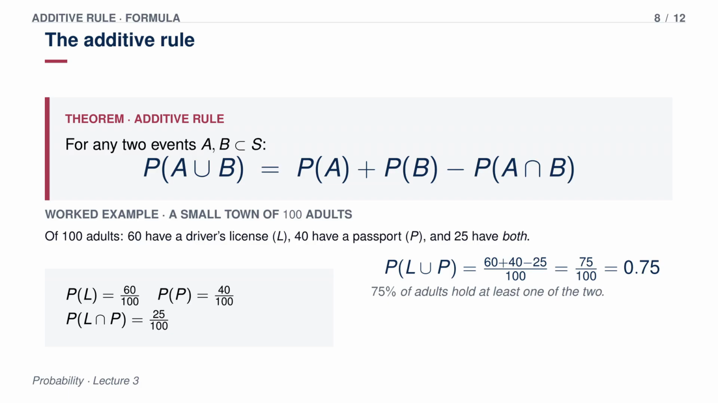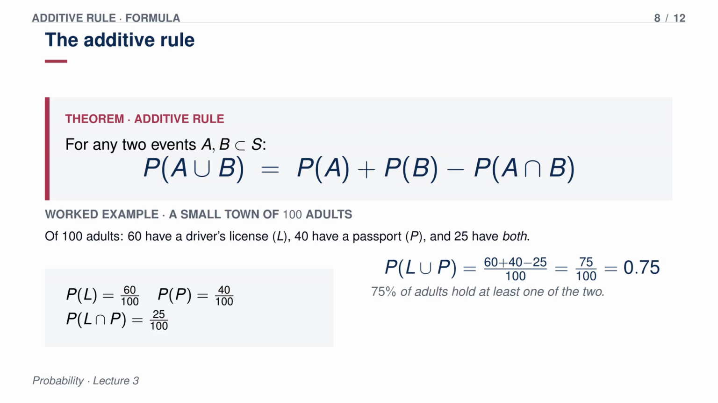Picture yourself in a small town that has exactly 100 adults. Okay. 60 of those adults have a driver's license, 40 of them have a passport, and 25 of them happen to have both a license and a passport. Right, so we have an overlap. Yeah. If we want to find the probability that a randomly selected adult in this town has at least one of those two documents, either a license, a passport, or both, we need the additive rule. Because if we just added 60 and 40, we'd get 100, which implies everyone has one, but that's double counting the people with both. Exactly.